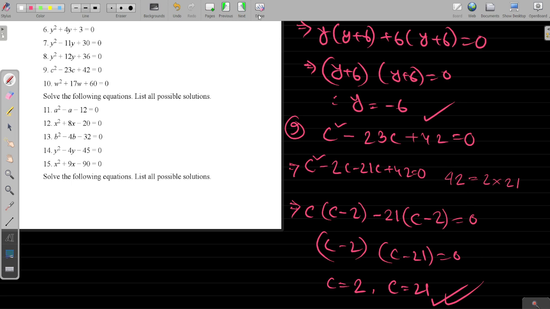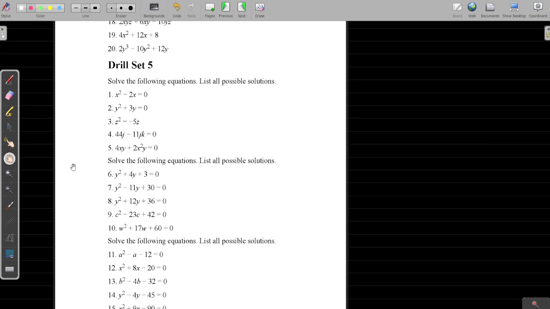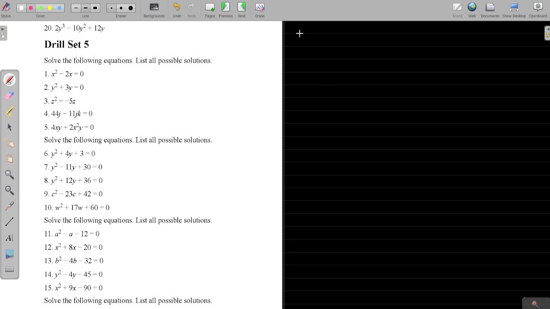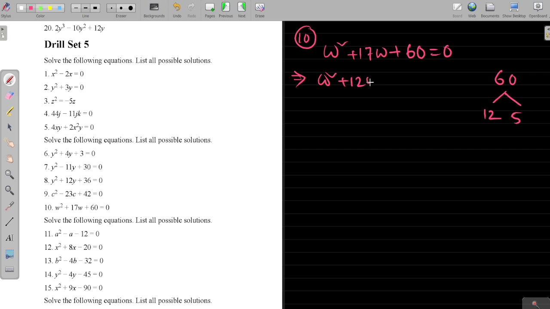Now I'm going to solve question number 10. Here you will find w square plus 17w plus 60 equals 0. If I break down 60, it is 12 multiplied by 5, right? So w square plus 12w plus 5w plus 60 equals 0.